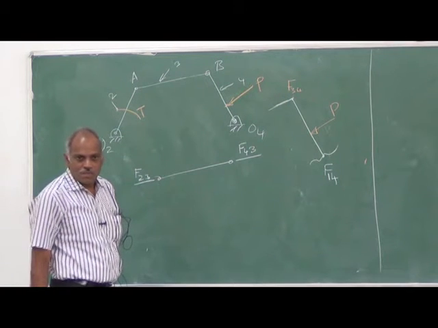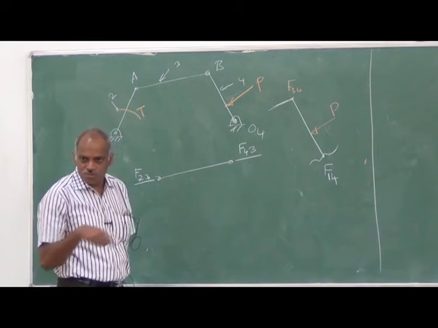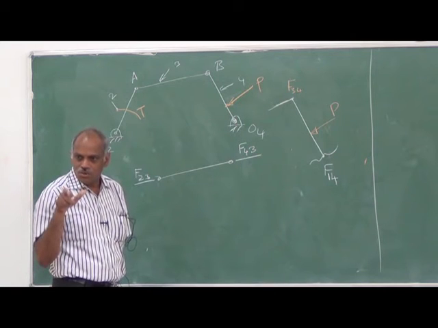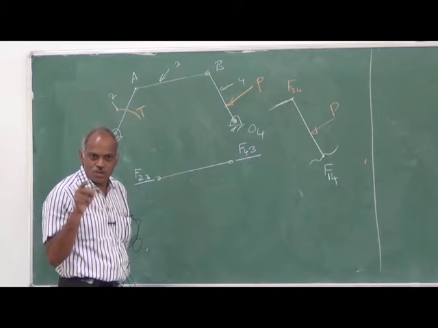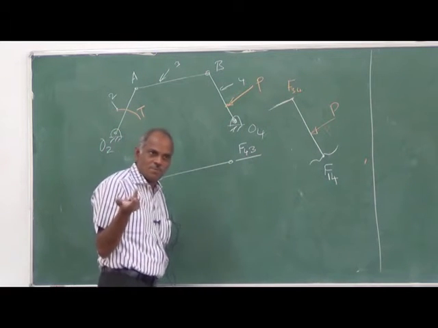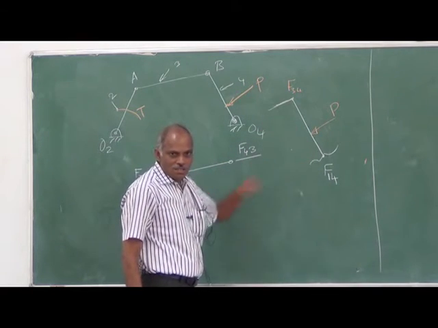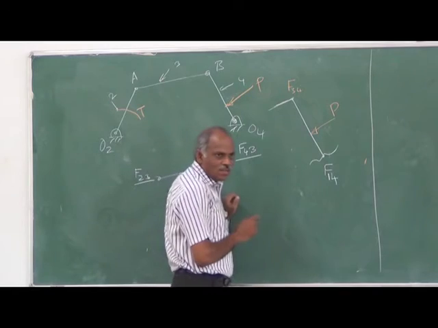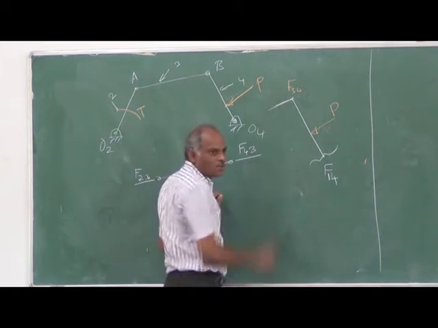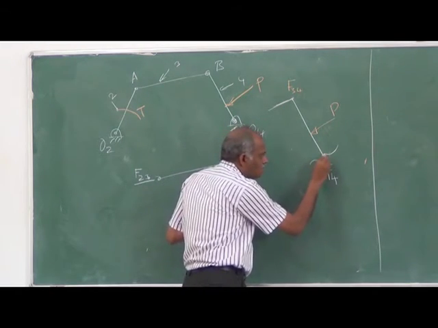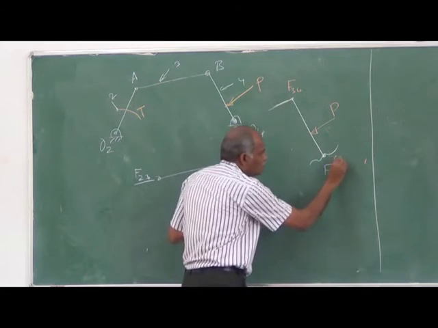Can you solve it? You cannot solve this by the theorem of three forces, because for that you should know the direction of both, or at least the direction. Only two unknowns can be solved with the theorem of three forces. So here we have more than that. What you can do is, to solve for the magnitude of F34, I can take the moment about this point O4.